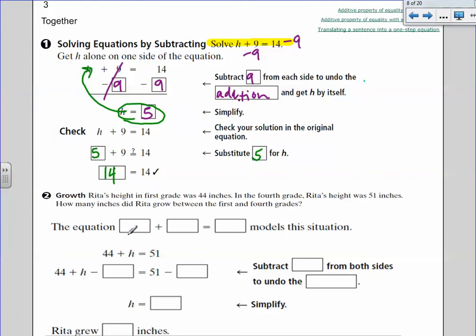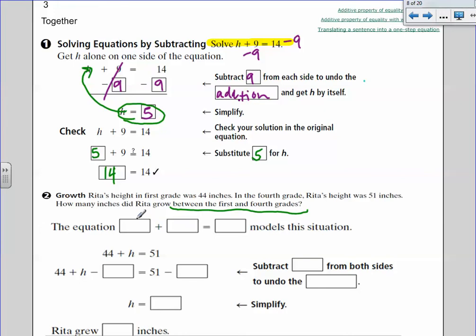Now let's look at actually writing out our own equation to help us solve a problem. Rita's height in first grade was 44 inches. In the fourth grade, Rita's height was 51 inches. How many inches did she grow between first and fourth grade? So the first thing I have to know is what's something that I can use to model the situation.